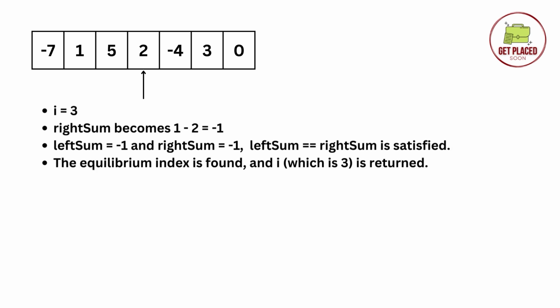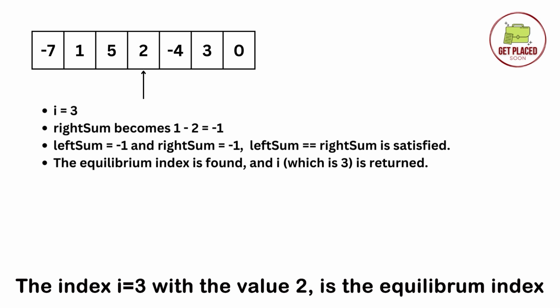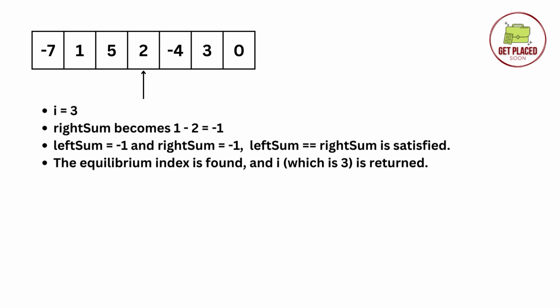Now in the next iteration, where i equals 3, right sum becomes 1 minus 2, that is equal to minus 1. Left sum is minus 1, right sum is minus 1. So this is the equilibrium index. So the index i equals 3 with the value 2 is the equilibrium index. Now if you check the left side values, that is minus 7 plus 1 plus 5 gives minus 1. Minus 4 plus 3 gives minus 1.